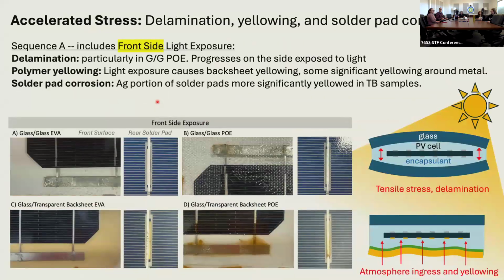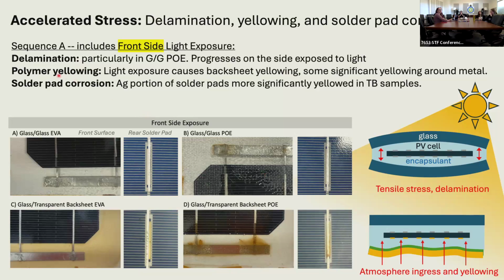So now what happened to the mini modules after accelerated stress testing? This is after the entire sequence of accelerated stress testing, just looking visually at how the mini modules have degraded. So with the sequence containing front side light exposure, we see delamination that's particularly bad in the glass POE samples, and the delamination progresses on the side that was exposed to light. So you can see that over here where there's this pattern of the inside textured surface of the glass, and that's extending over the front side of the mini module. But when you look at the back side, you don't see the delamination pattern.